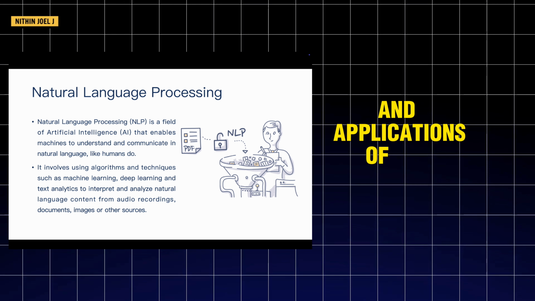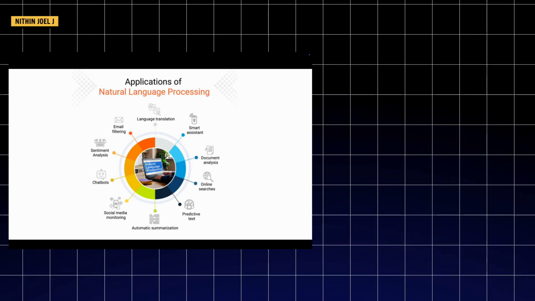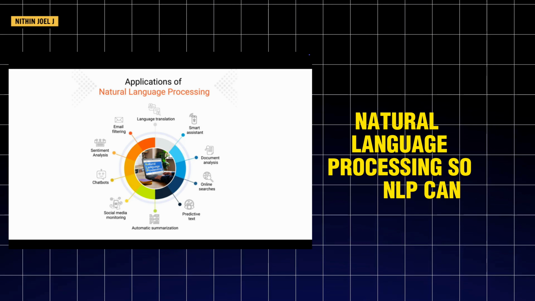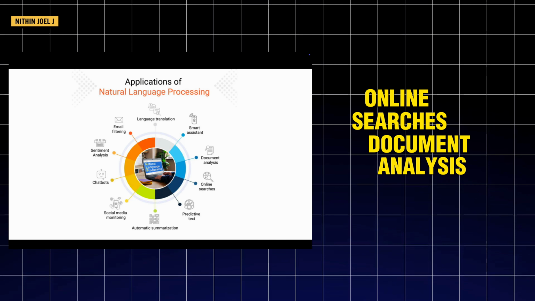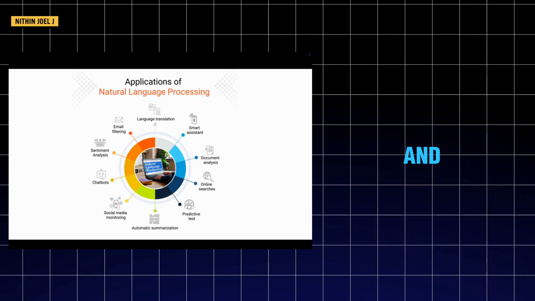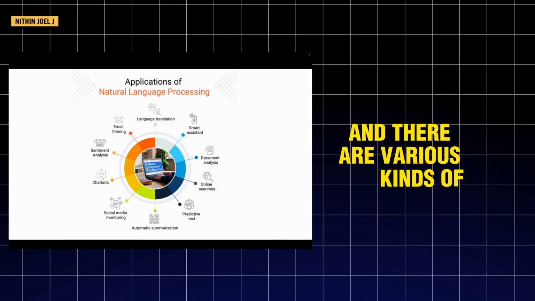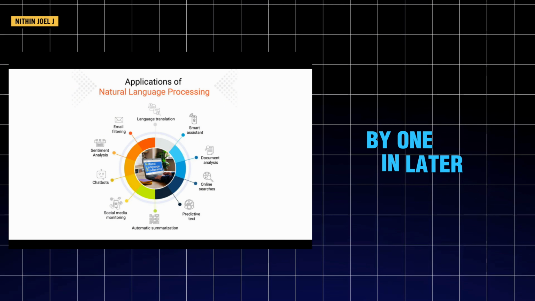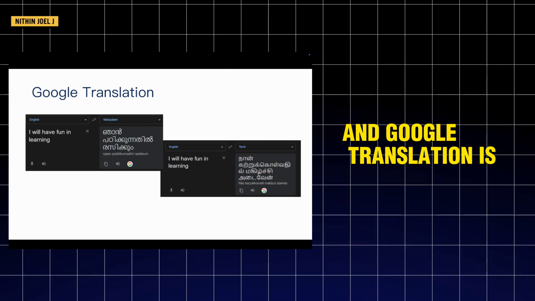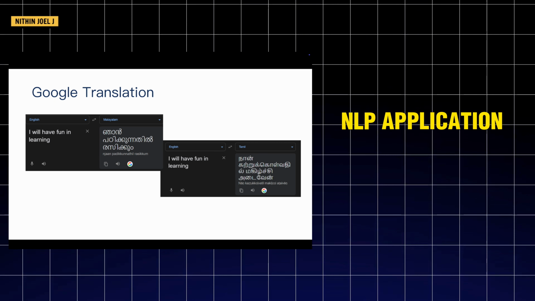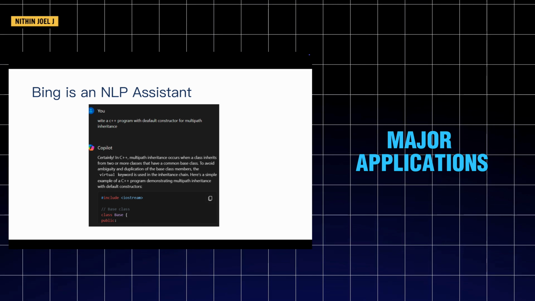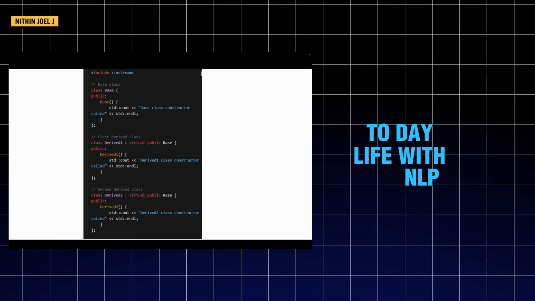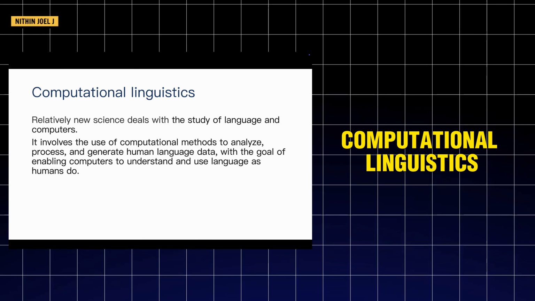And applications of natural language processing. NLP can be used for sentiment analysis, chatbots, online searches, document analysis, smart assistants, and automatic summarization. And there are various kinds of applications for NLP. Let's see them one by one later. Google Translation is also one kind of NLP application. Microsoft Copilot, Bing, and all these are major applications that we are using in day-to-day life with NLP.